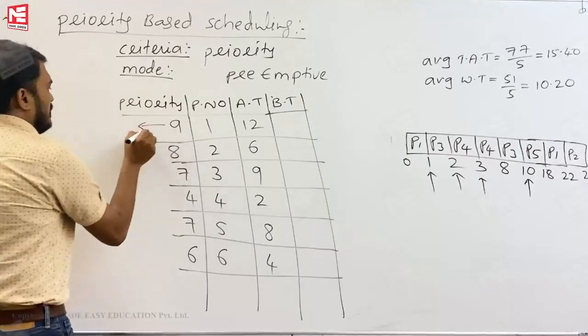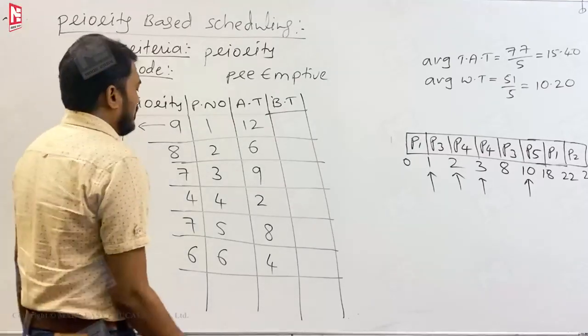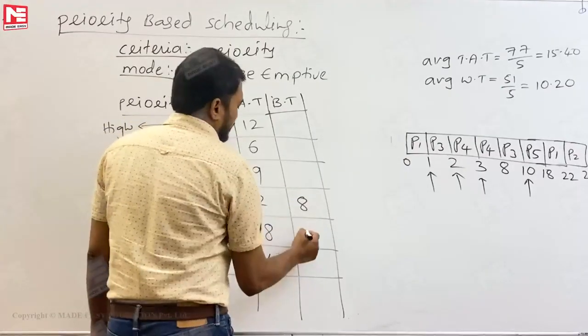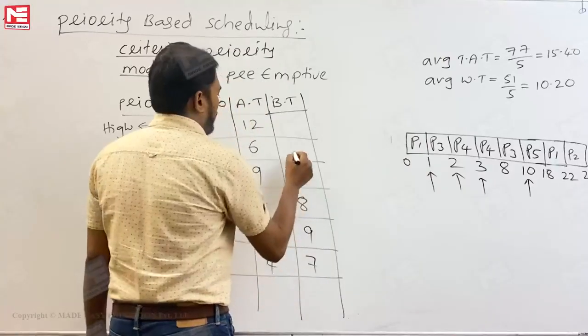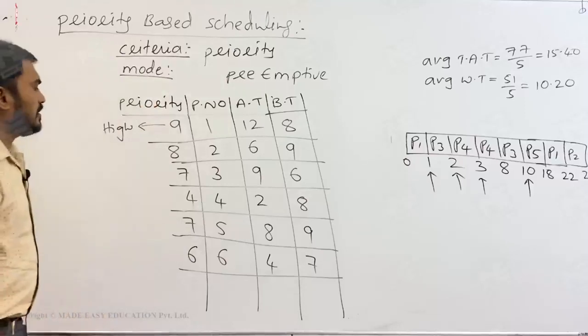Okay, so this is a high priority process. The highest number is the highest priority. Now take out the bus times here. Okay, so they are the bus times.